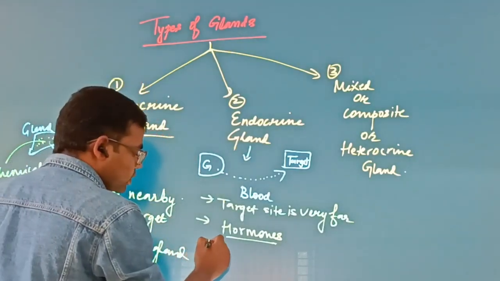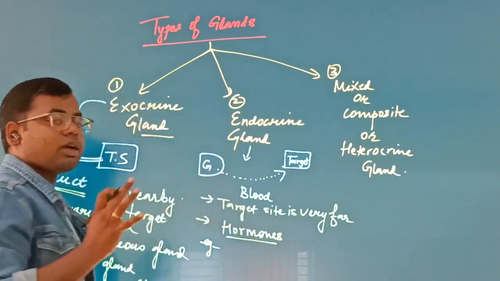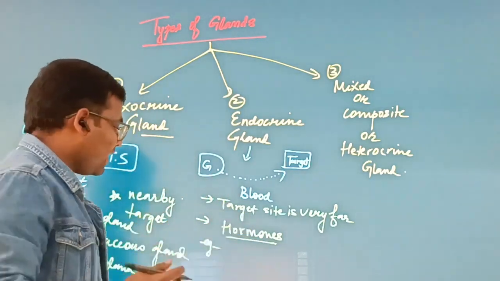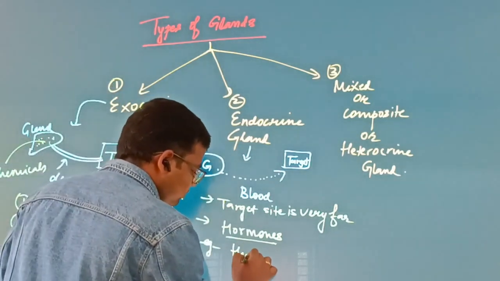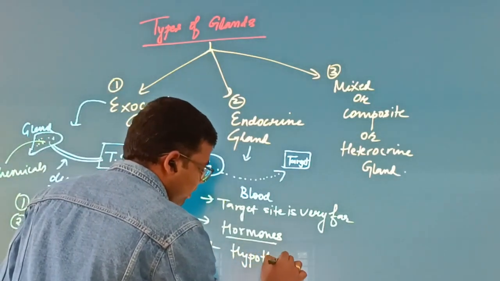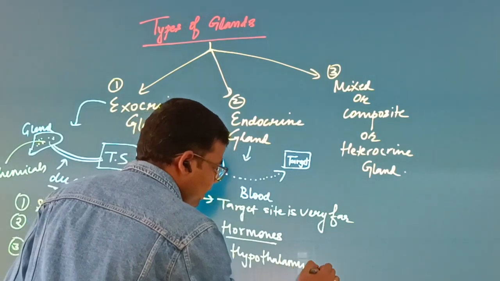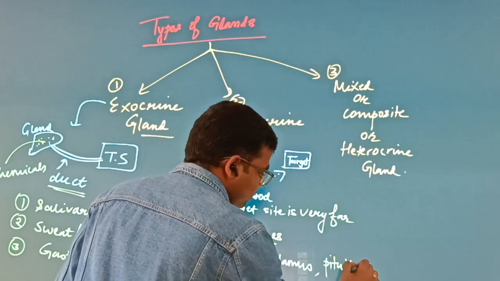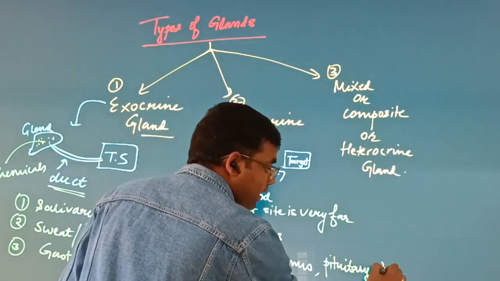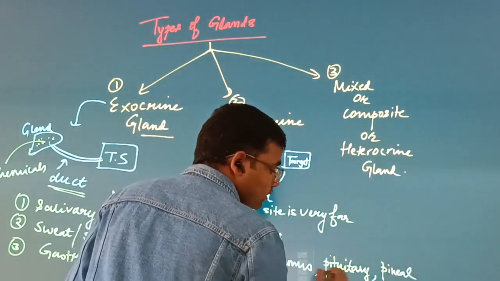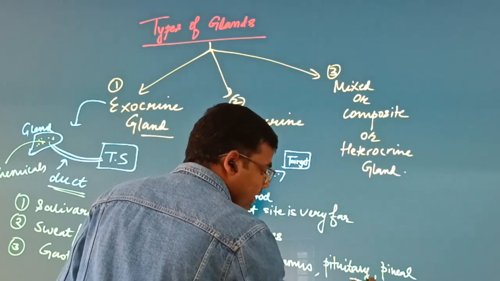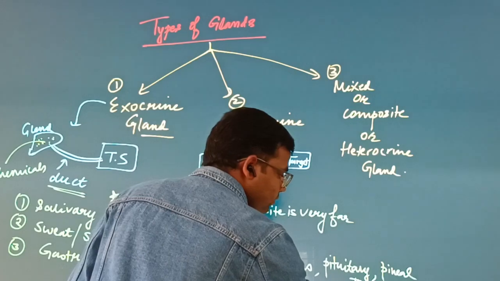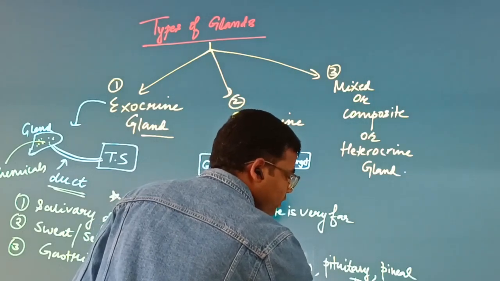Starting with the very first example, very common, the master of master glands, the supreme commander of all the glands, that is the hypothalamus. Hypothalamus gland, pituitary gland, pineal gland, thymus, thyroid gland. There are so many examples.